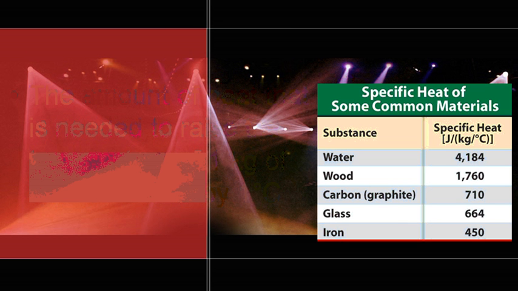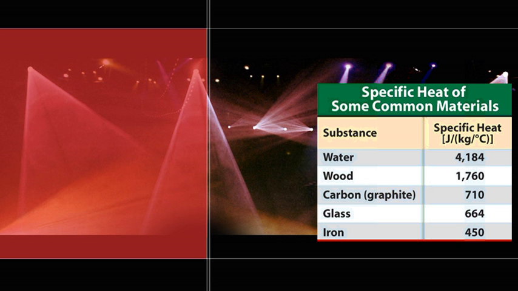So let's take this further. On the right, you will see a table that contains the specific heats for some common substances. Water itself has a very high specific heat. It's 4,184 joules per kilogram per degree Celsius. So if you compare water to a lot of other common substances, water actually requires more heat in order to change its temperature.